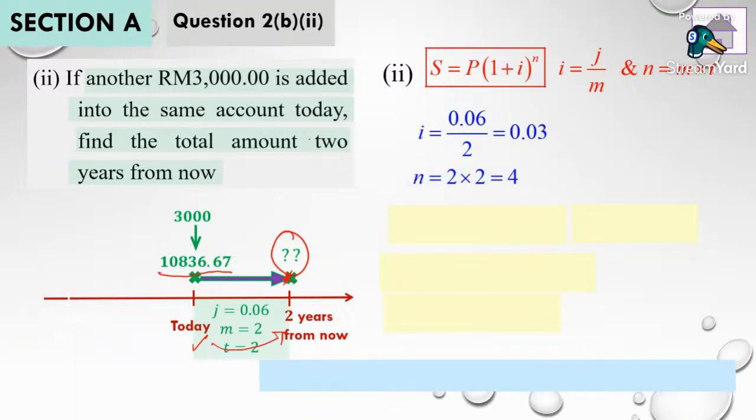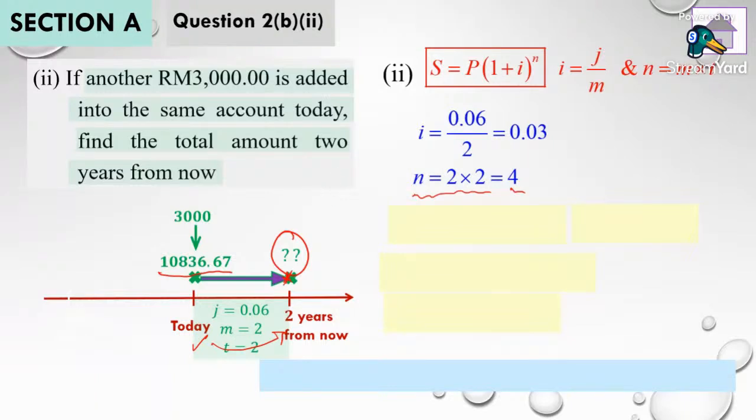So the I is still 0.06 divided by 2, which gives 0.03. Whereas, how many times is the interest compounded? According to the question, in 1 year it compounds 2 times, and the duration of this transaction is 2 years. So in total, it will compound 4 times.